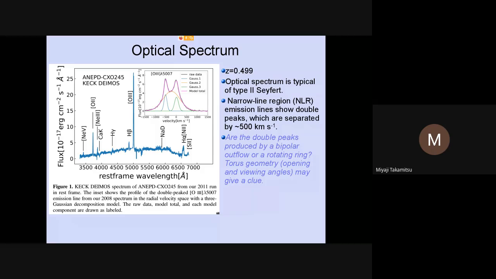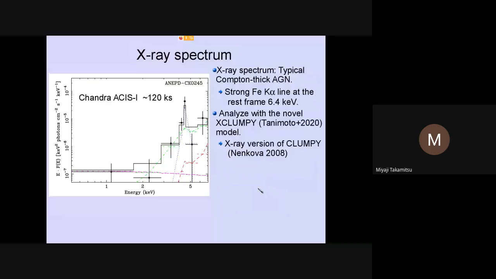If you get some geometry, like the viewing angle and the torus opening angle information, that could give a clue. Now, I looked at the Chandra spectrum, and that's what I get. And we have a very strong iron line right here, and that is really typical of a Compton-thick AGN.